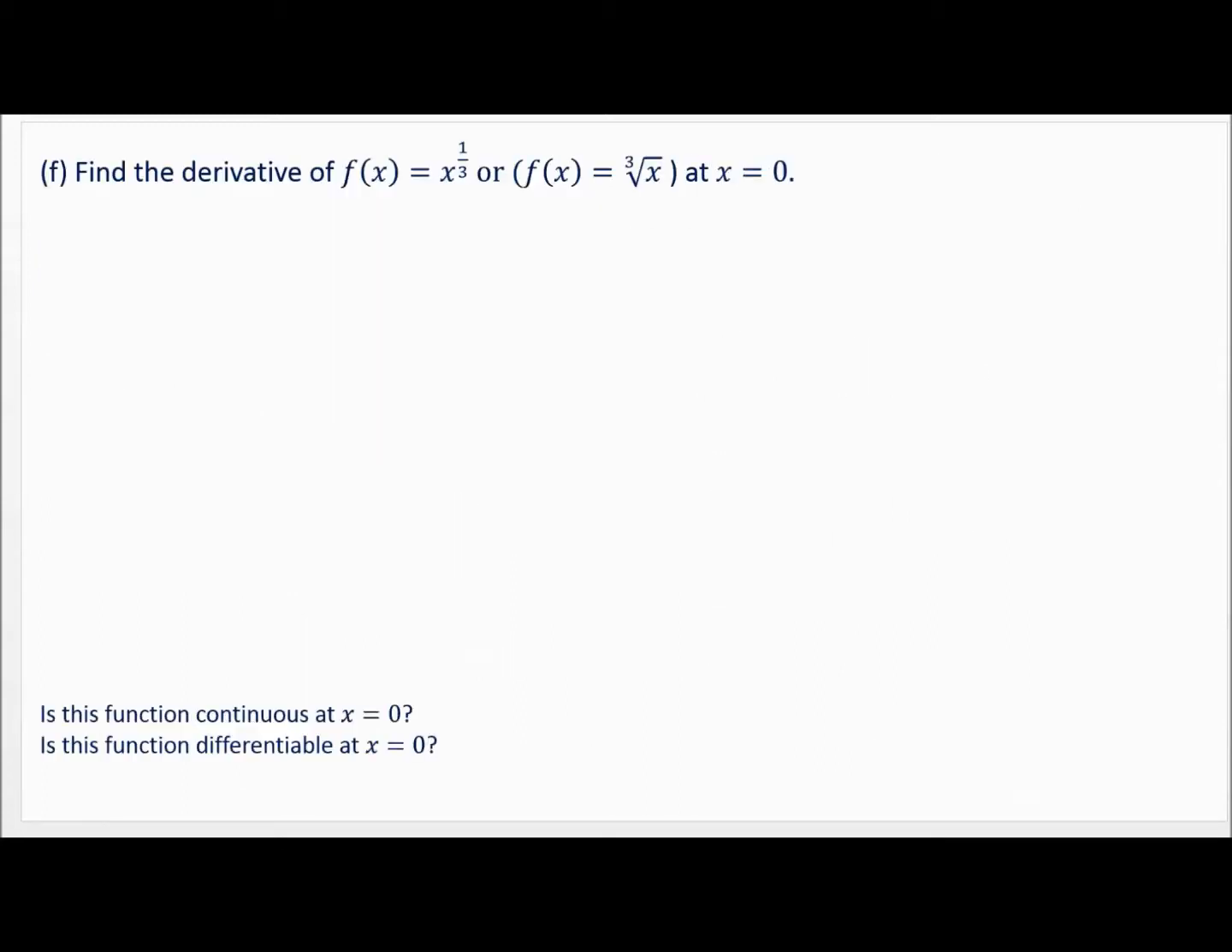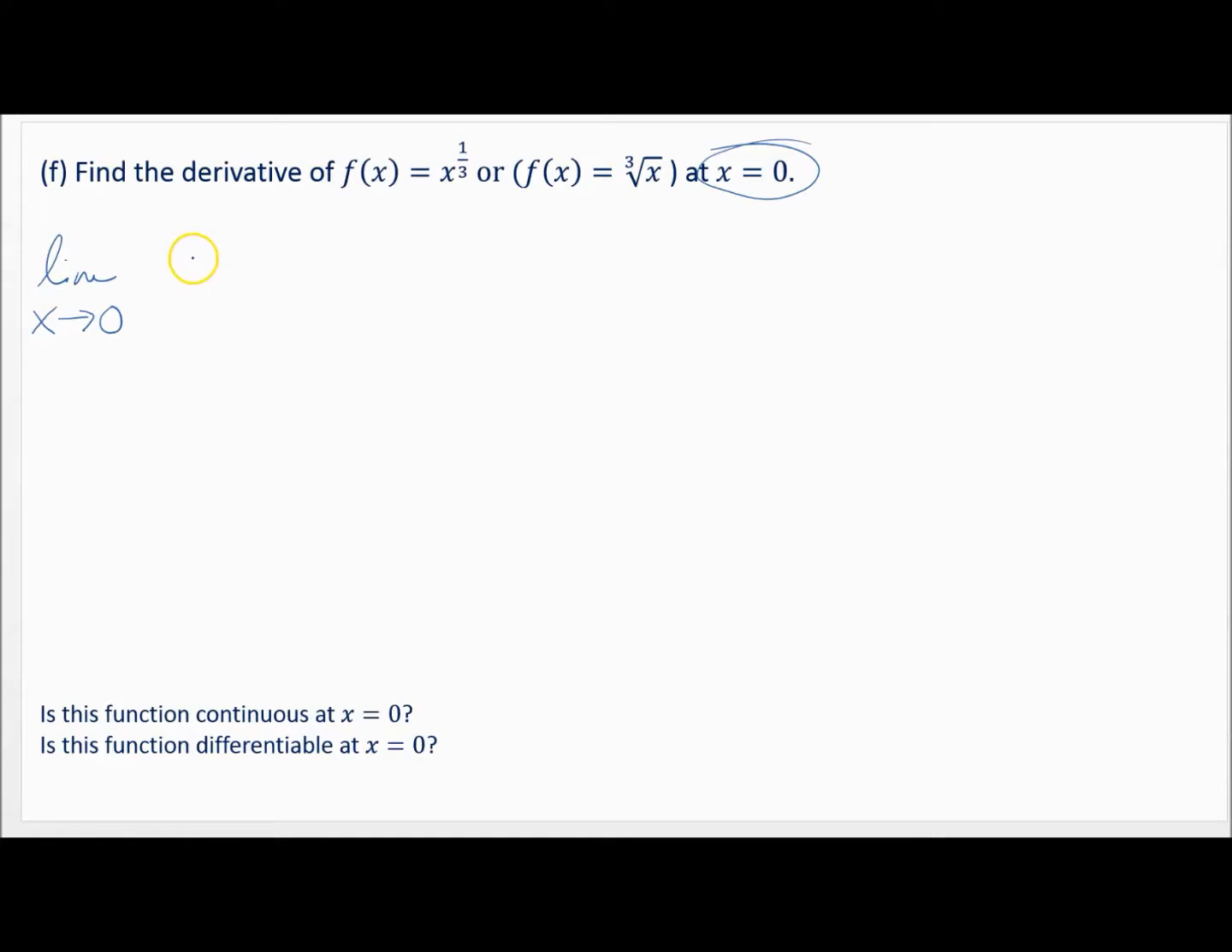All right, so I have another problem for you. Find the derivative of f of x equals x to the 1/3, or if you prefer, you can write that as the cube root of x, at x equals 0. So what we're going to do is use that alternative form of a derivative again because we have it. More importantly, we can because we have a c value. So here's what we're going to do. We're going to take the limit as x approaches 0, right? That's my c value. Remember, it's f of x minus f of c.